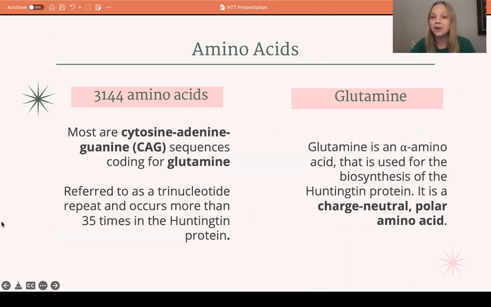So moving on to the amino acids, there's 3,144 amino acids. Most are, as previously stated, the cytosine, adenine, and guanine CAG sequences coding for the glutamine, which is, like I said, obviously the trinucleotide repeat, and it has to occur more than 35 times in order for the Huntington protein to occur. So glutamine is actually an amino acid that is used for the biosynthesis of the Huntington protein, and it is a neutral charge polar amino acid.